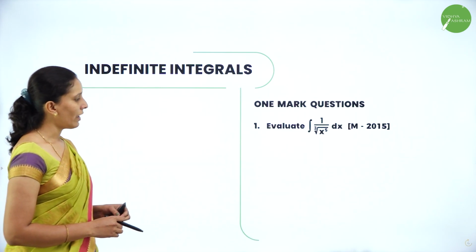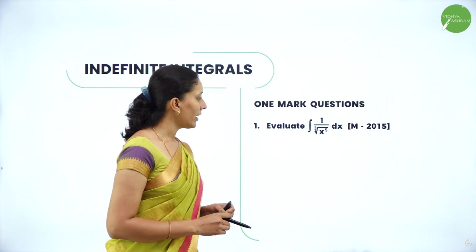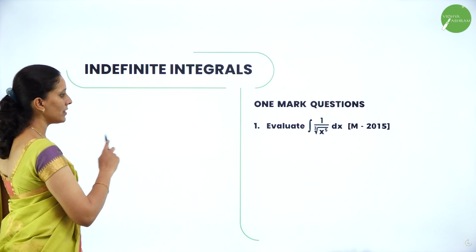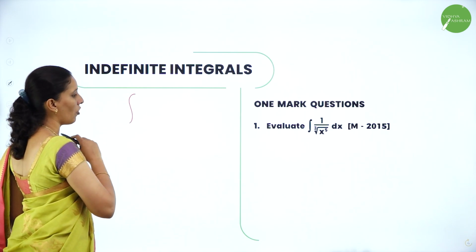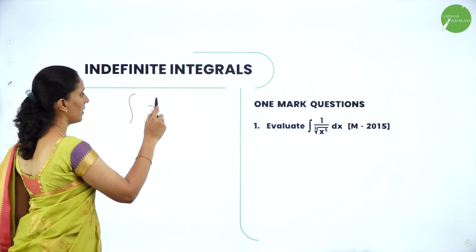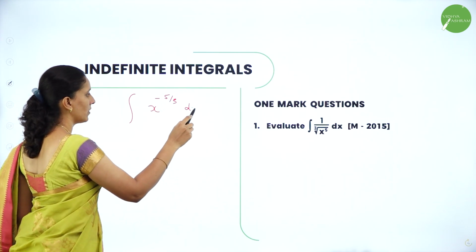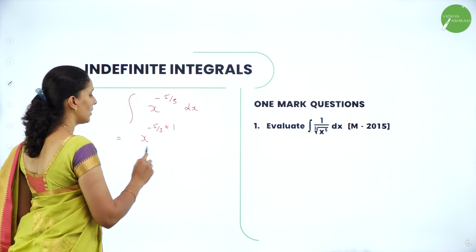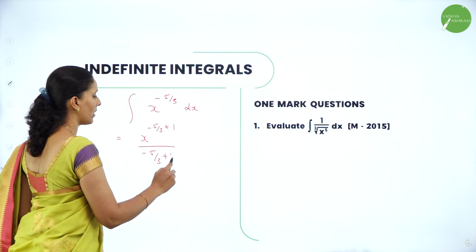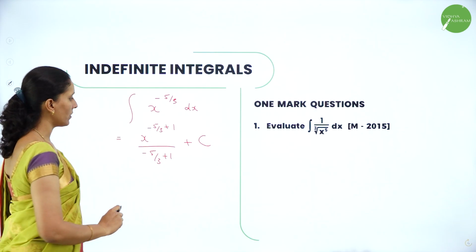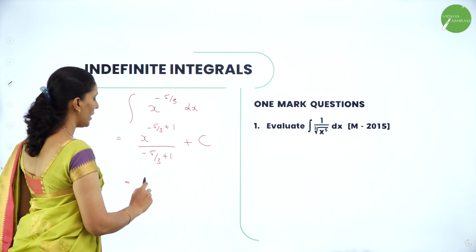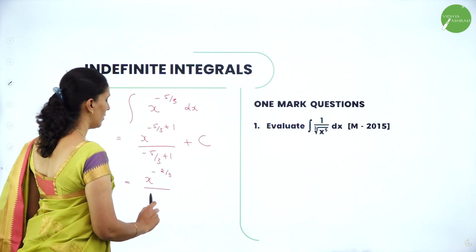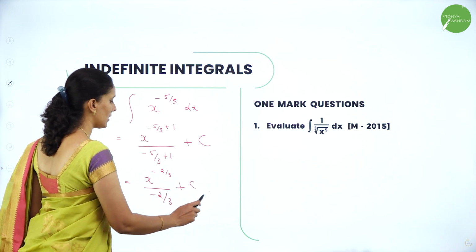So here, let's start with 1 mark question. Evaluate integration with respect to dx, that is 1 over cube root of x to the power 5. So this can be written as integration of x to the power minus 5 by 3 into dx. So this can be written as x to the power minus 5 by 3 plus 1 divided by minus 5 by 3 plus 1 plus c, an integration constant. So this can be written as x to the power minus 2 by 3, and here minus 2 by 3 will be the value plus c.